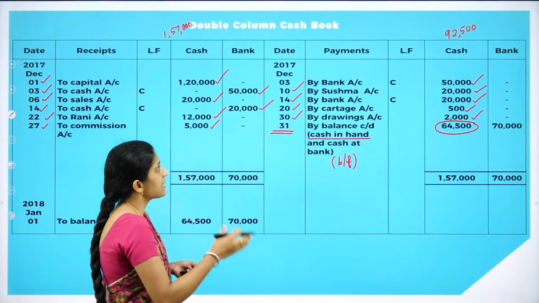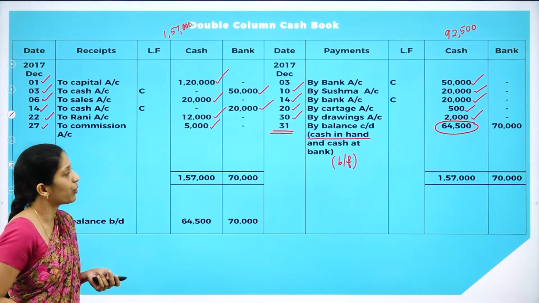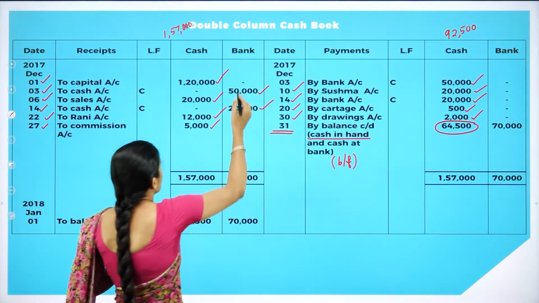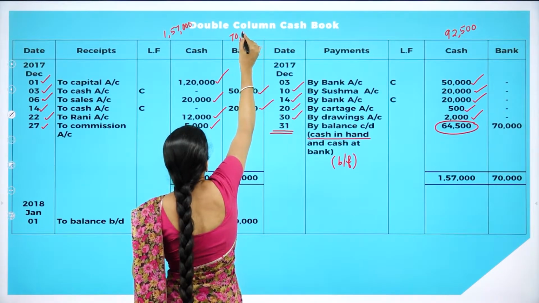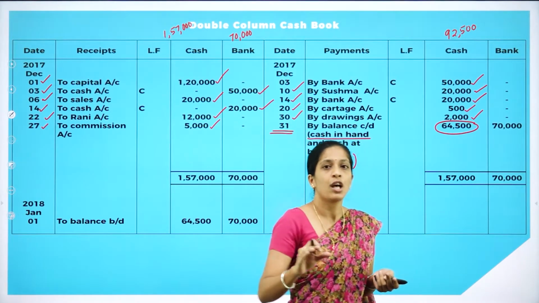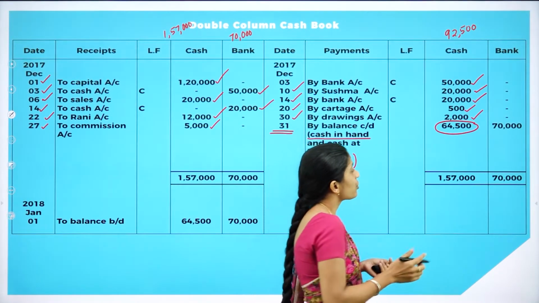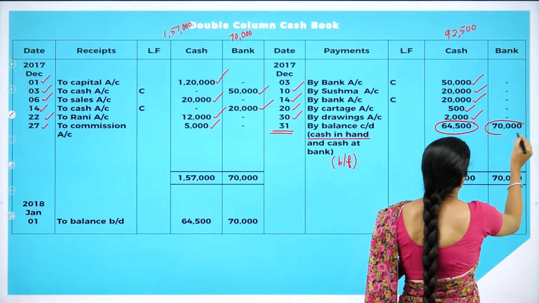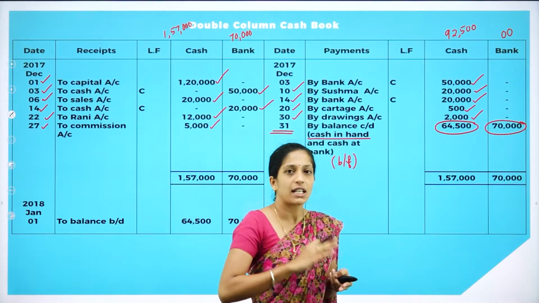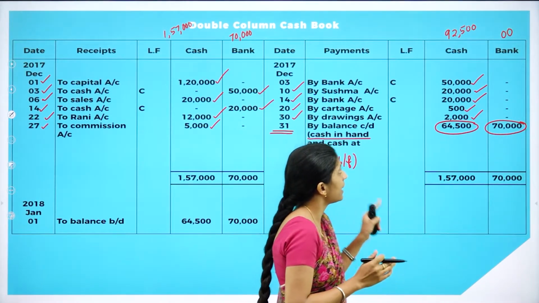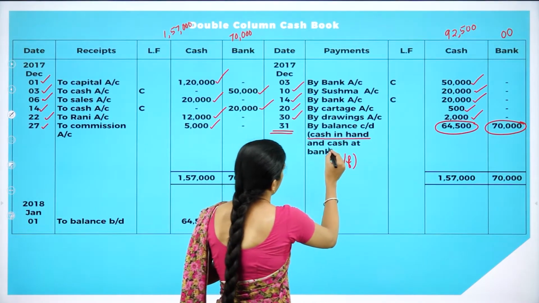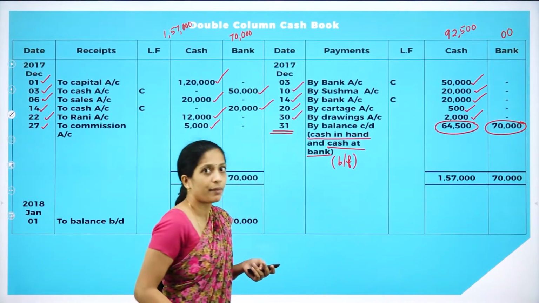Clear? Yes. In the same way, we have to balance our bank column also. So 50,000 plus 20,000, we got 70,000 on our receipt side. Coming to the payment side, there is no amount in the bank column. So our balancing figure would be what? 70,000 only, because in our bank column it is 0. So 70,000 is more. We'll record 70,000 on both sides, minus 0. So we'll get 70,000. That is the balancing figure. So what is that? It is cash at bank.